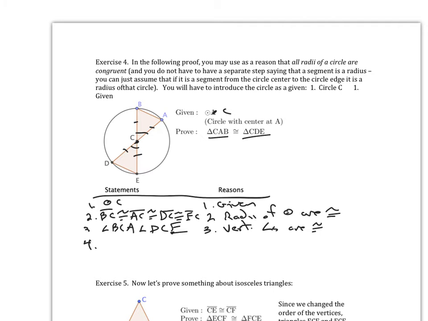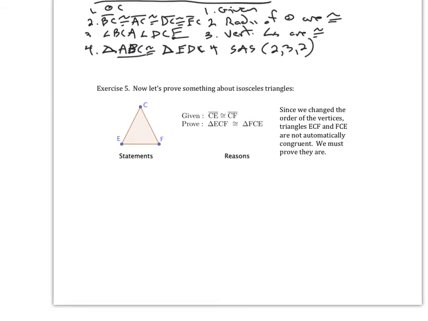And then number 4, we would say that triangle ABC, believe it or not, is congruent to triangle EDC, and the reason for that would be SAS, and the steps are actually 2, 3, and then 2 again. Now, here I could have said ABC or BAC, and that wouldn't have mattered only because we have an isosceles triangle. Okay, and speaking of which, let's prove something about them.